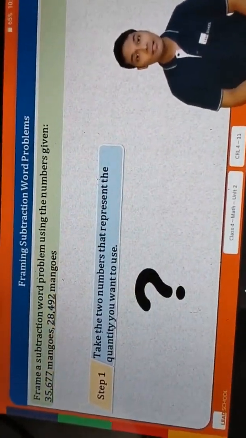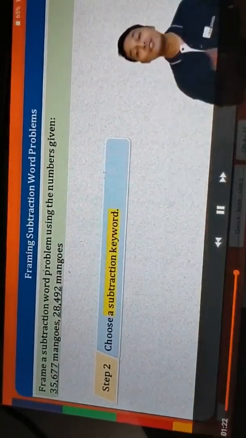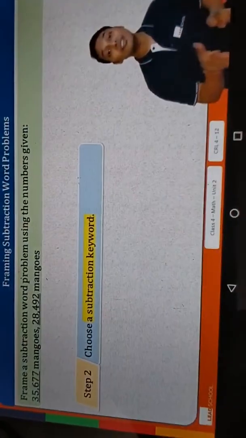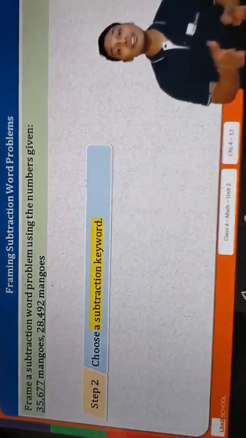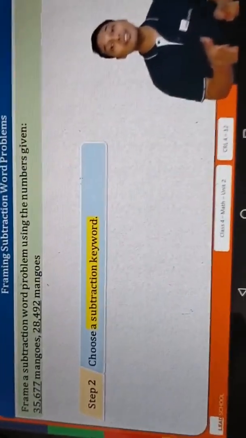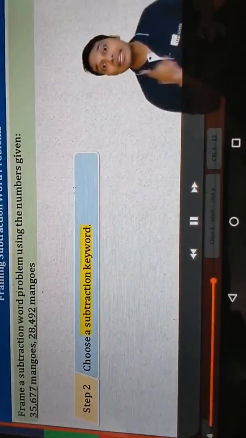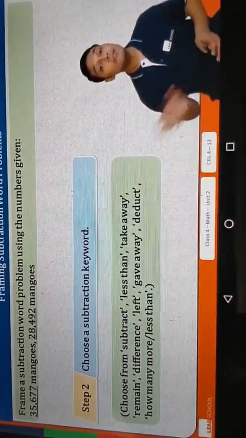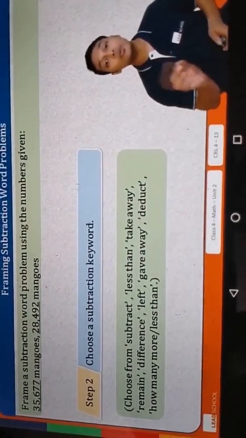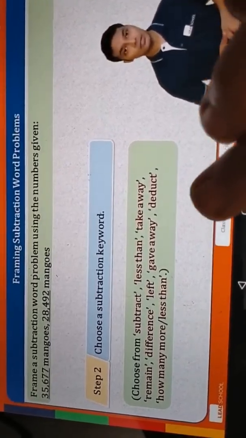What should we do next? Correct. The next step is to choose the subtraction keywords. In these questions we have to find the subtraction keyword. Can you see that we have different keywords to choose from for a subtraction word problem? We can choose any of these keywords.